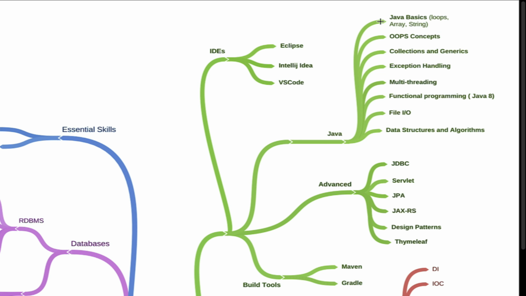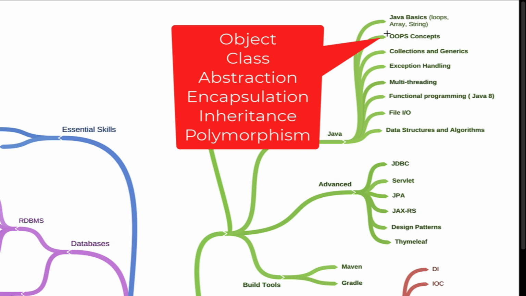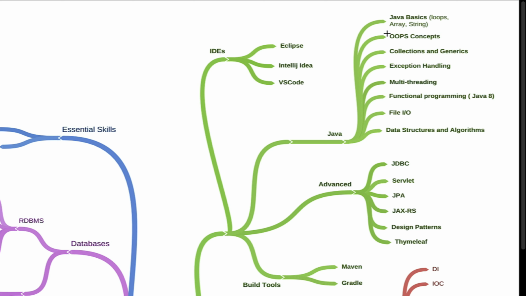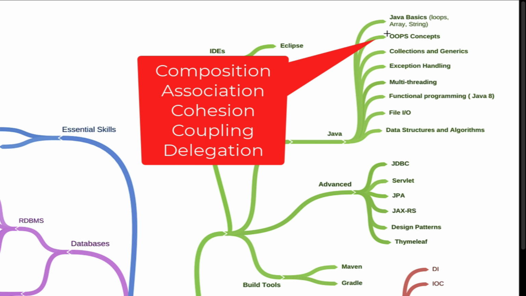Once you are familiar with Java basics, go ahead and learn OOPS concepts. OOPS concepts are very important, and in real-time Java project development we use OOPS concepts a lot. Go ahead and learn OOPS concepts such as object, class, abstraction, inheritance, encapsulation, polymorphism. So these are the basic OOPS concepts. You can also learn the advanced OOPS concepts like composition, association, cohesion, coupling, delegation. So these are a few advanced OOPS concepts.